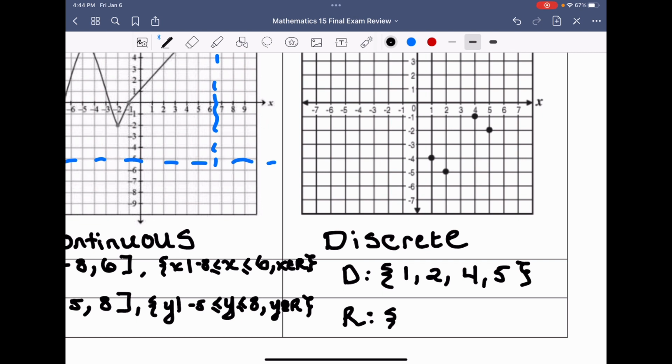Range, same thing. We're going to look at the y values. It goes at -1, -2, -4, -5. So we're going to go -1, -2, -4, -5, no repeats. If there was a repeat there, we would just only put one of those values and stop.